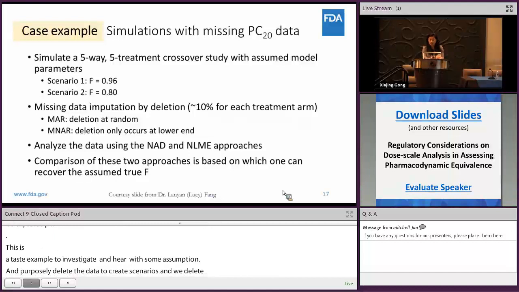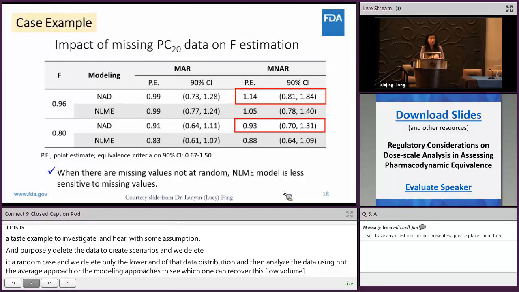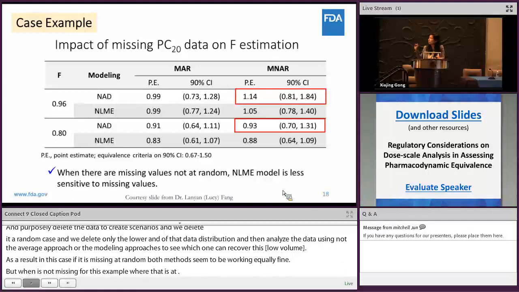Then we analyze the data using a naive average approach and nonlinear mixed modeling approaches to see which one can recover the assumed true F. As the results suggested, if the data is missing at random, both methods seem to work equally fine. But when it's missing not at random, for example in the first case where the true F is set as 0.96 and the BE range passes, the confidence intervals pass the BE, the naive average method failed to capture that.